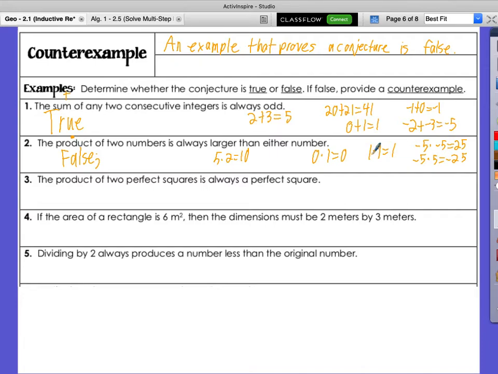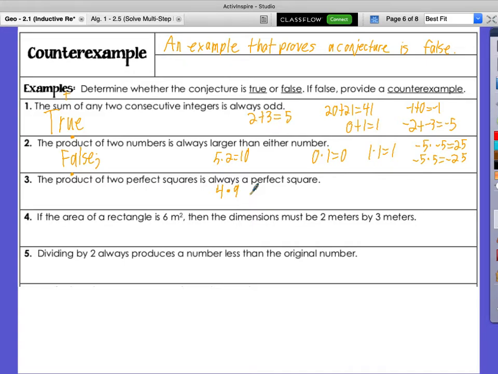The product of two perfect squares is always a perfect square. Product means what again? Multiplication, okay? Perfect squares. Somebody give me a perfect square. 4. 2 times 2 is 4, so 4 is a perfect square. Somebody give me another perfect square. 9. 3 times 3 is 9. A perfect square is where two of the same number multiply to get it. 16, 1, 25, 36, okay?